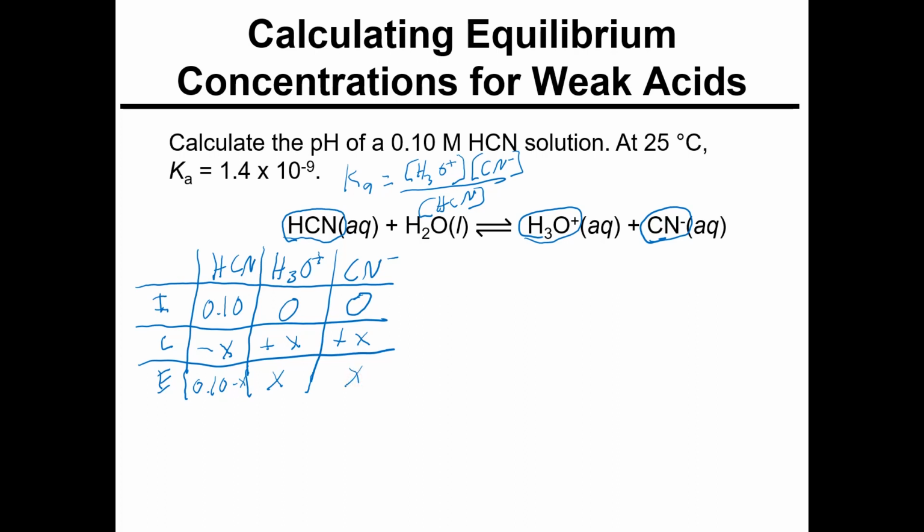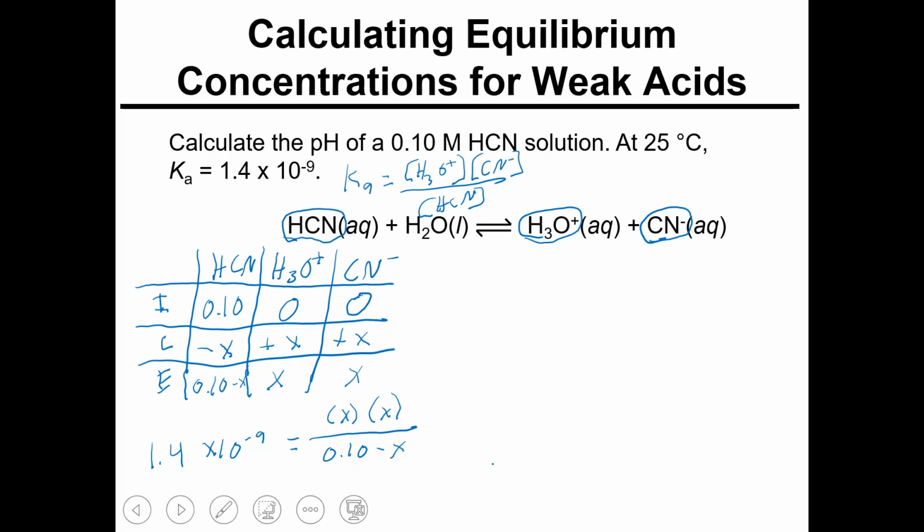is X. Now this time we're given the Ka and we're trying to calculate pH. So we have to calculate what the concentration of H3O+ is. So we're going to plug in what we know. We know that Ka is 1.4 times 10 to the negative 9th. We know that we can represent H3O+ as X and CN- as X. And we can represent HCN as 0.10 minus X.